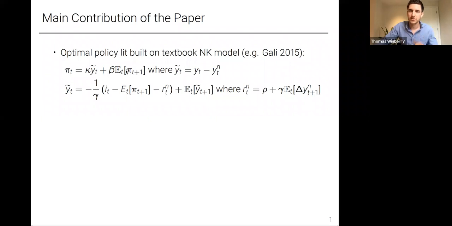And given the production structure of that model, marginal cost can be expressed in terms of this output gap, which in log linearized form is output relative to the natural rate of output, what it would be if prices were totally flexible. So that's the New Keynesian Phillips curve. And then the second equation is the IS curve, basically the consumption Euler equation, plugging in that consumption is output, but again, written in gaps. So that relates the output gap to minus the EIS times the expected real rate relative to the natural real rate, plus the expected output gap in the next period.